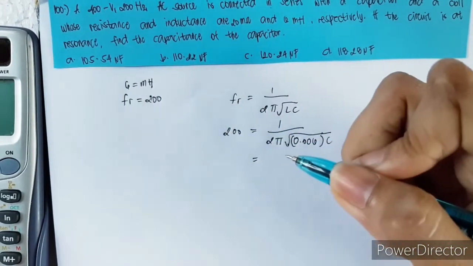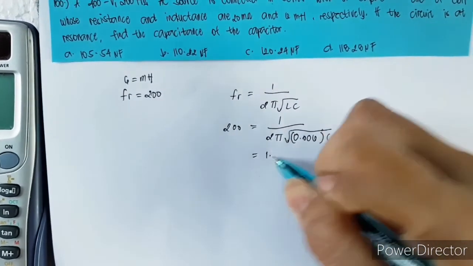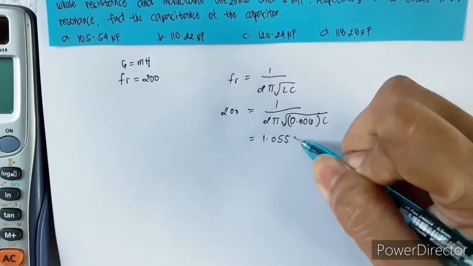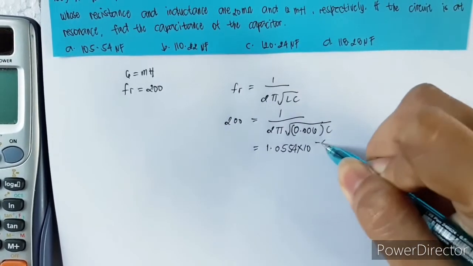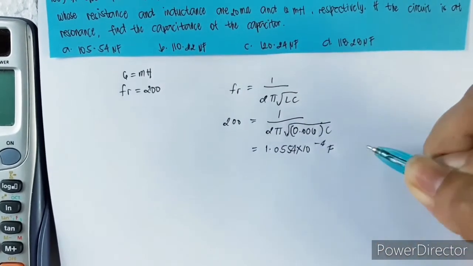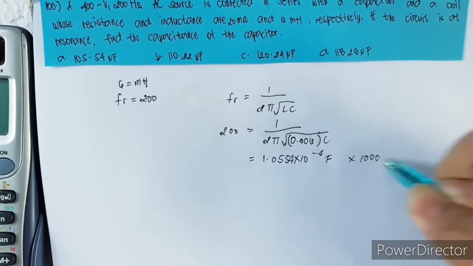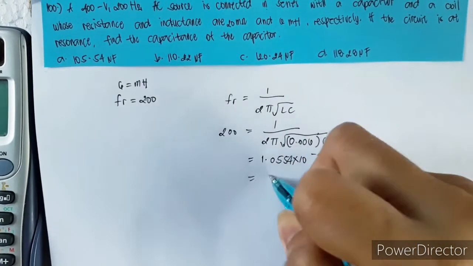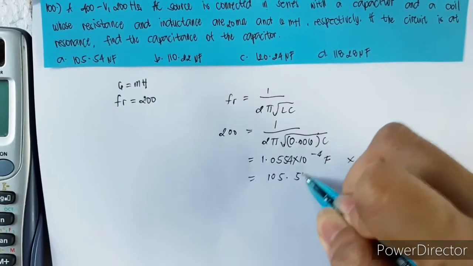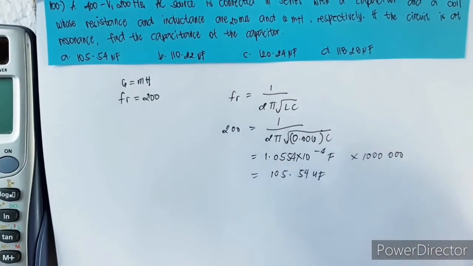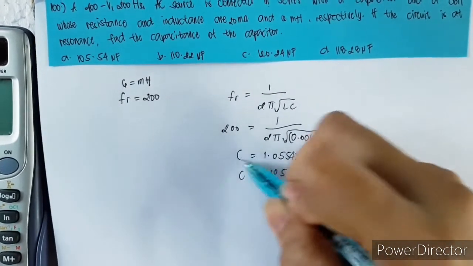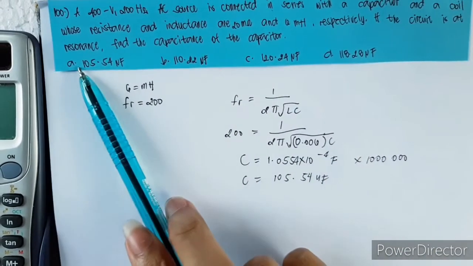And we will get 1.0554 times 10 to the power of negative 4 farad. And then we'll convert that into microfarad by multiplying by 1 million. So it will become 105.54 microfarad. And that is our capacitance. It is letter A.